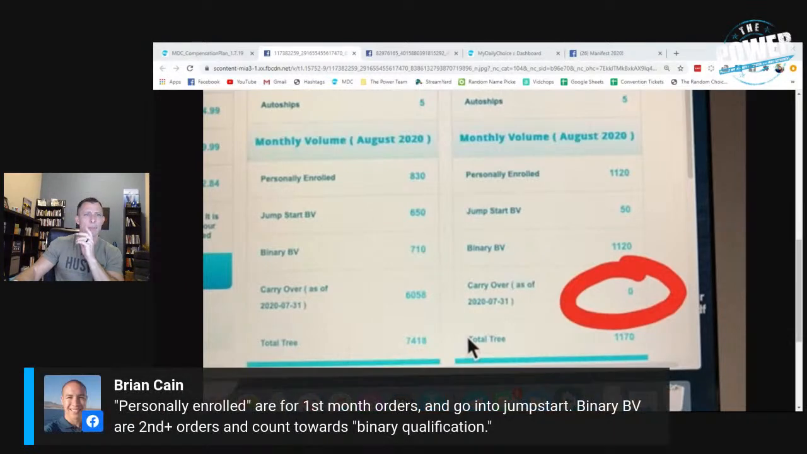Makes sense. Got it. Personally enrolled are for first month orders and go into Jumpstart. Binary BV is the second plus orders counts towards binary qualification. Thank you, Brian. Absolutely. So what Brian is saying here is that the personally enrolled is also going to include their first month orders. But what is not going to be included in first month orders is right here where it says binary. The binary BV is only going to include orders from month 2 and beyond. Okay.